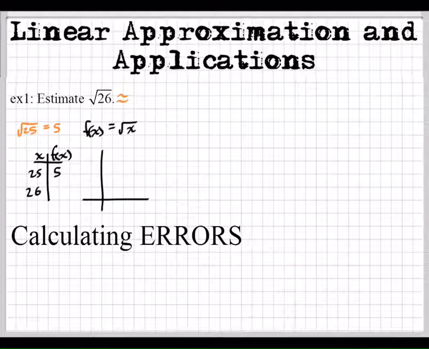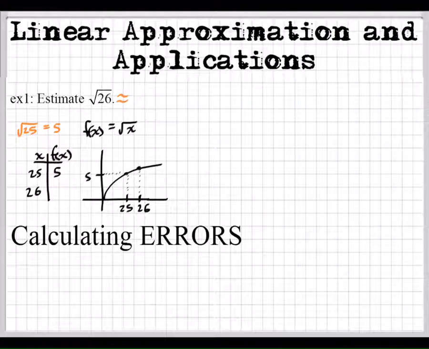If we think about the square root function, it looks something like this. And let's pretend that 25 is right here and 26 is right next to it. Now 25 would give you a value of 5. 26 would give you a value slightly above 5. So that's what our answer is that we're looking for. We're looking for what this y value is. So keep that in the back of your mind. We're looking for a y value right now.